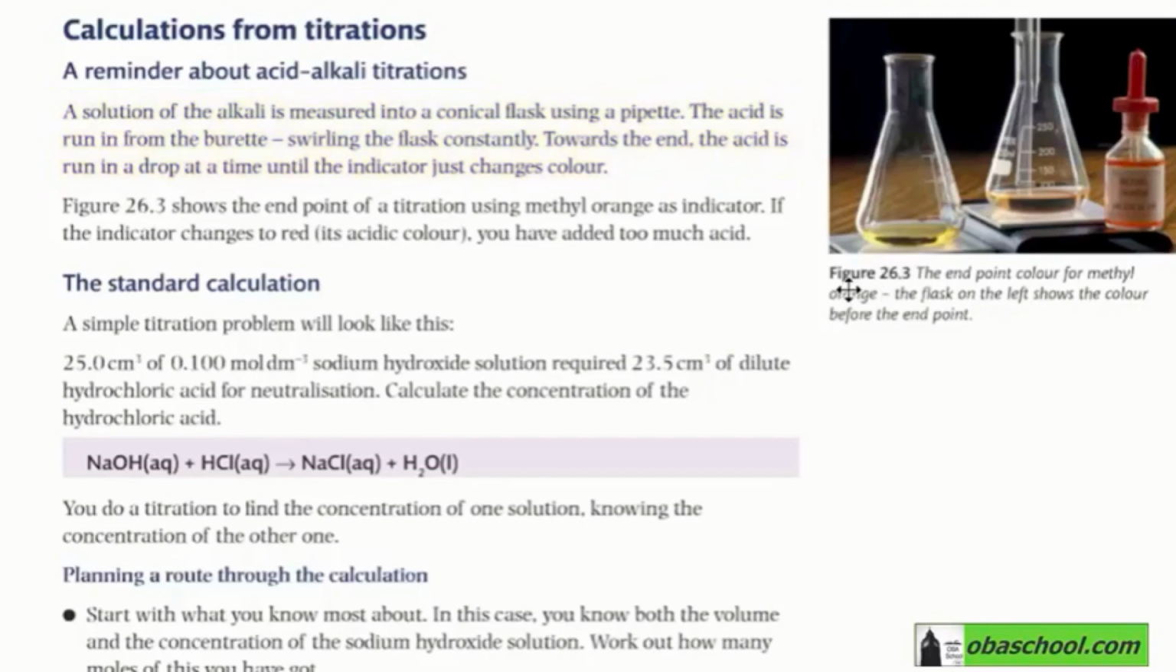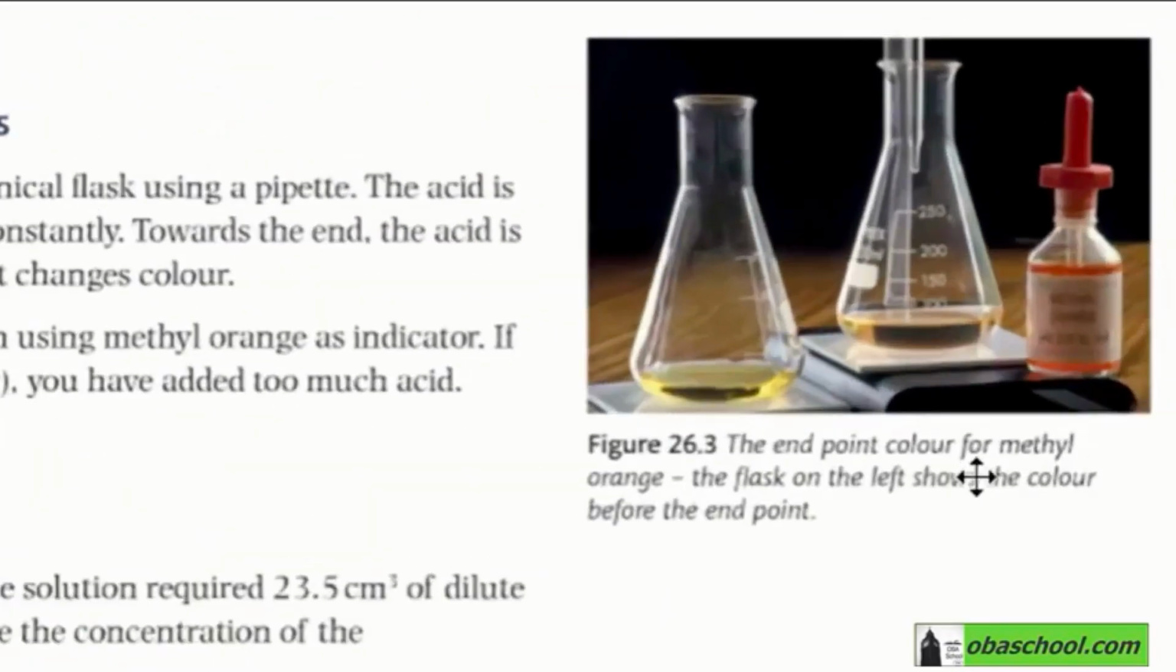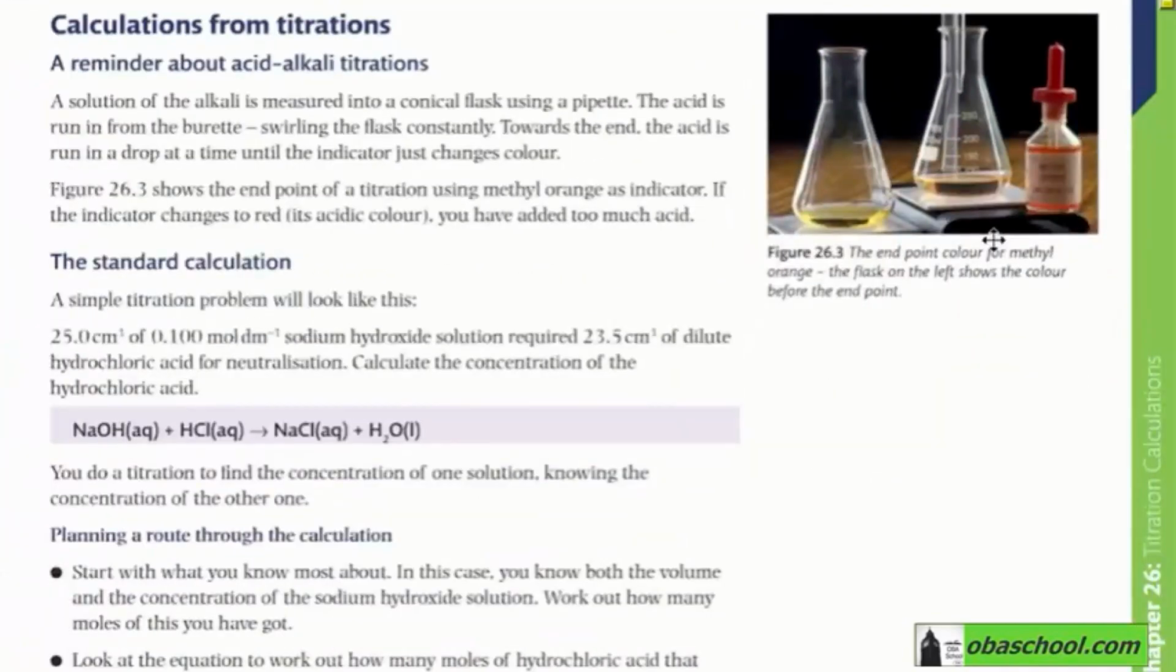In this figure, we have the endpoint color for methyl orange. Methyl orange is an indicator which allows the change in color. The flask on the left shows the color before the endpoint. Endpoint is when the color of the solution changes, so we end the titration. Notice at first the color of the solution was yellowish and then it turned pink or red. So we reached the endpoint.